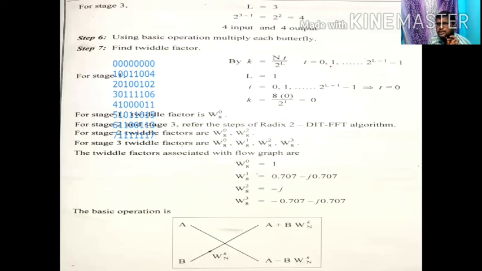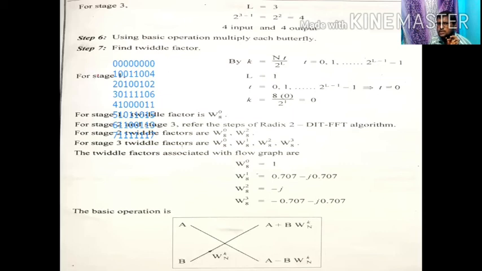So here t ranges from 0 to 2 power L minus 1, then minus 1. This is nothing but S. You have to just remember this point. So t varies between 0 to S minus 1, where S is nothing but 2 power L minus 1.